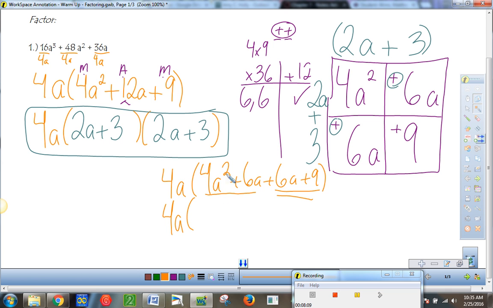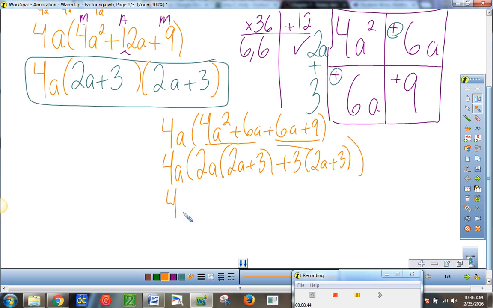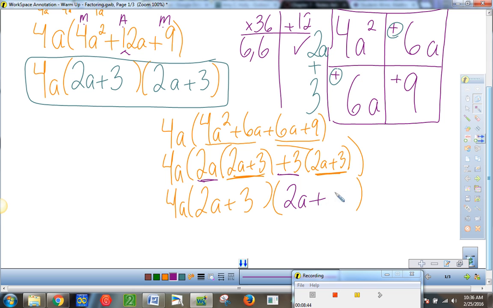So what can you take out of a 4A squared plus 6A? What do they both contain? 2 and an A, right? And what does it leave you with? If you divide each of these by 2A, plus 3, right? And then what can you factor out of a 6A plus 9? And what does it leave you with? So the 4A still hangs out, it's just chilling. And then this guy is one of your answers. And then 2A plus 3 is your other answer. You get the same answer either way. It does not matter. It's just whether you want to organize it into a grid.